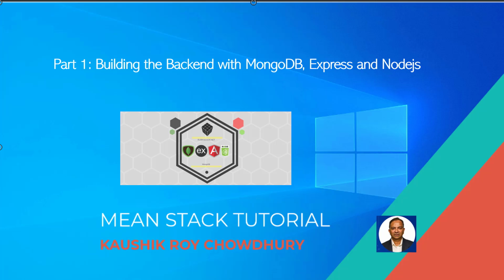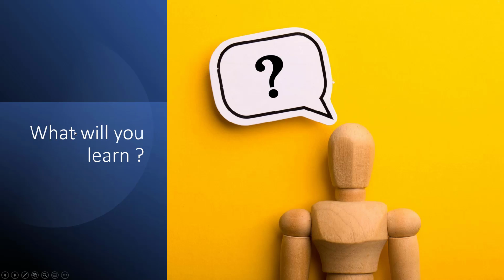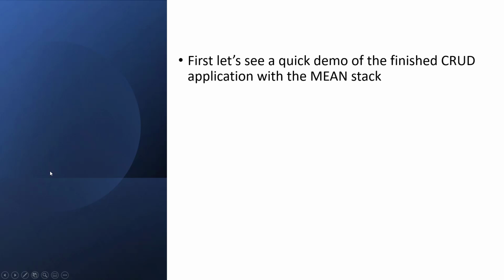So I am continuing on my MEAN stack tutorial that I started a few videos back, and this time I'll be doing something concrete. Please be patient and sit through the entire lecture. I'm sure you will find it very interesting, particularly if you are building a MEAN application for the first time. This first part will be on building the backend: MongoDB, Express, and Node.js. And what will you learn? Let's see a quick demo of the finished CRUD application with the MEAN stack.